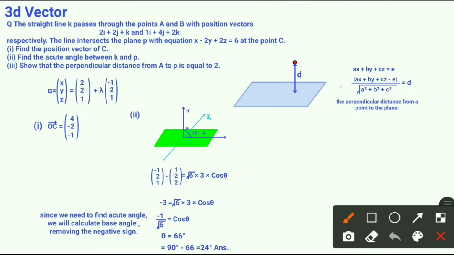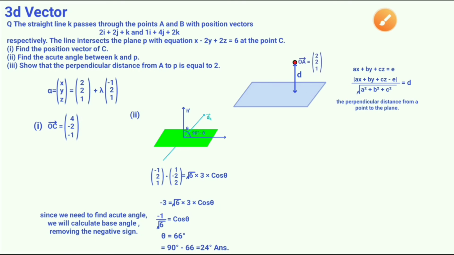Now doing part 3. This is the equation for finding the distance between a point and the equation of a line. This is the formula that you need to memorize. It is ax plus by plus c minus e, in modulus. You cannot have a negative output. You will always get a positive output, and down here is the magnitude, square root of a squared plus b squared plus c squared, and it equals d. D is the distance between the point and the plane, the perpendicular distance from a point to the plane.